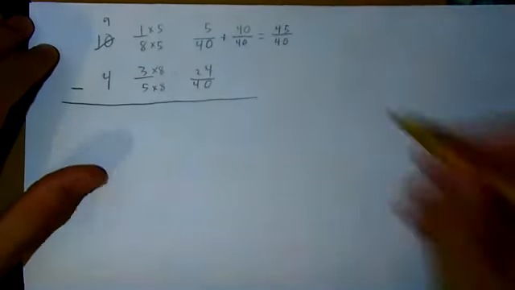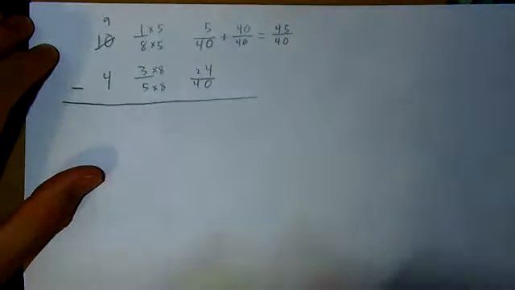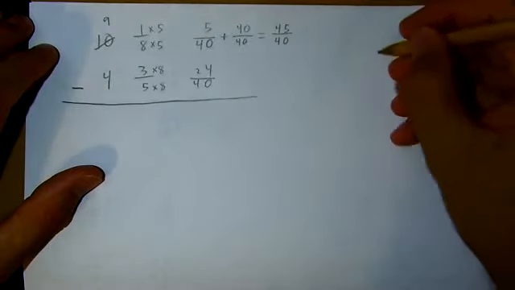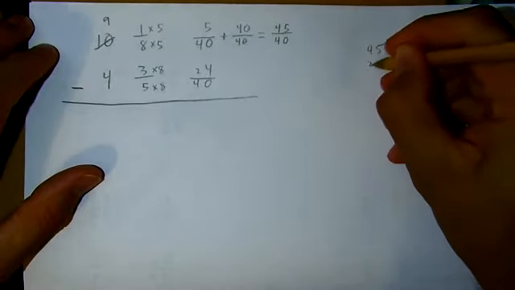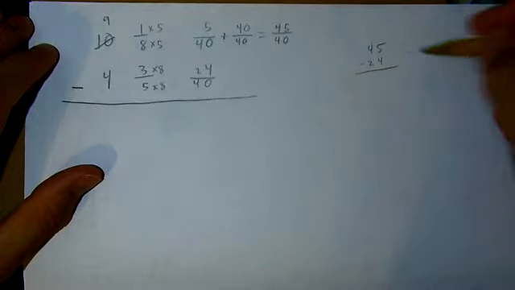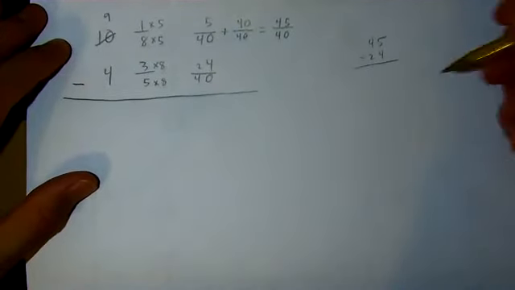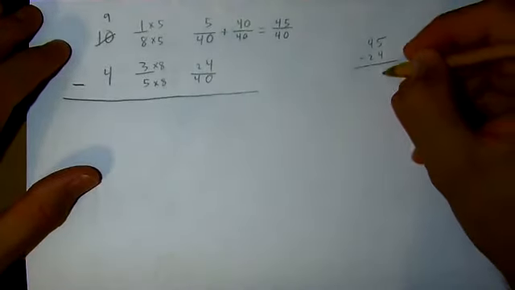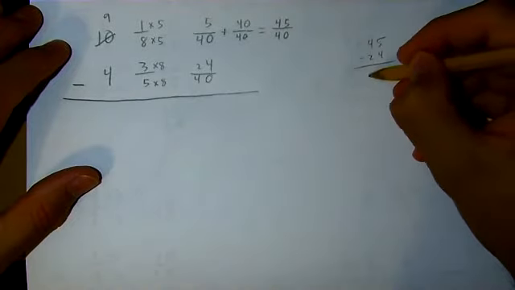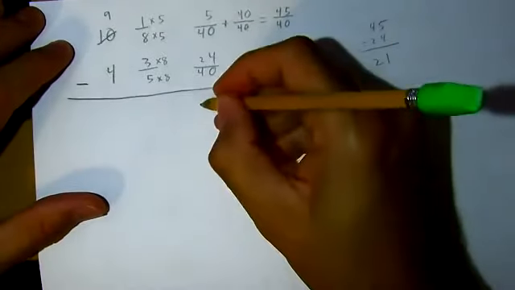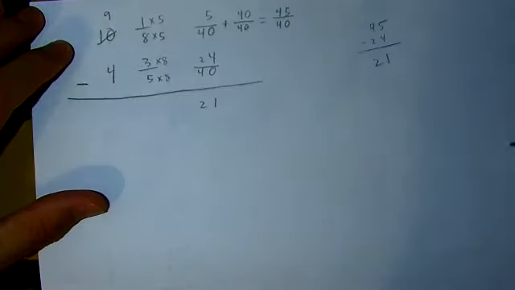Now you can subtract 45 minus 24. So if you need to, you can do all this off to the side. If you're used to doing it like this, that's fine, because you're going to be doing these without a calculator most of the time. 5 minus 4 is 1. 4 minus 2 is 2. So your new numerator is 21.